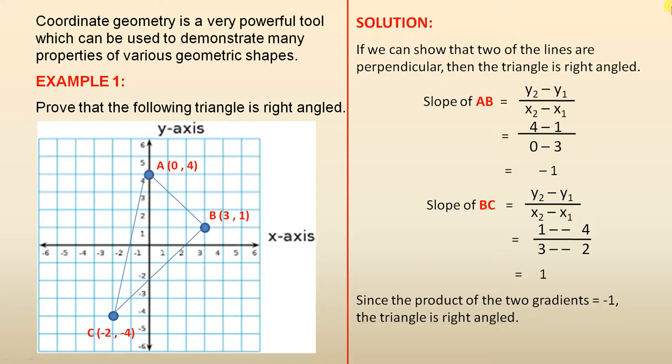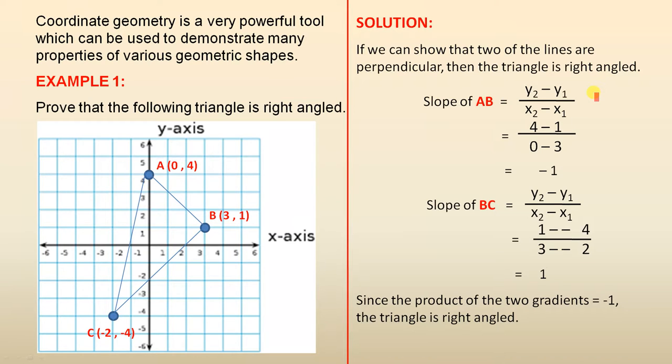Coordinate geometry is a very powerful tool which can be used to demonstrate many properties of various geometric shapes. Example 1. Prove that the following triangle is right-angled. So here's our triangle A, B and C with the 3 coordinates, and here's the solution. If we can show that 2 of the lines are perpendicular, then the triangle is right-angled. Let's have a look at the slope of AB, which is this one here. So that line there from A to B, let's have a look at that slope.